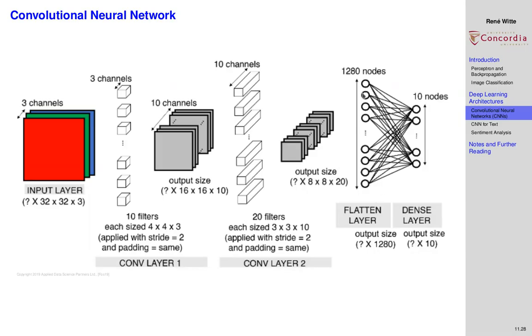And then at the end, we apply a flatten layer, so we make this into a vector here. We get 1,280 nodes. And like before, the output layer has 10 nodes because we have the 10 classes, giving us the result, the output of the network.